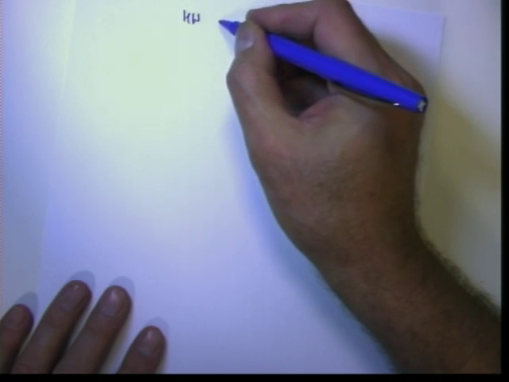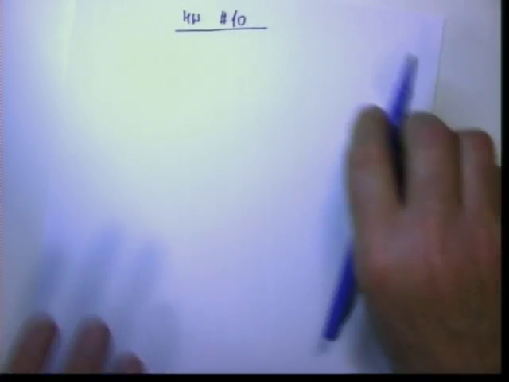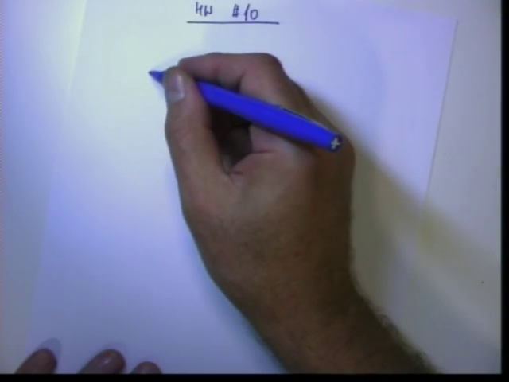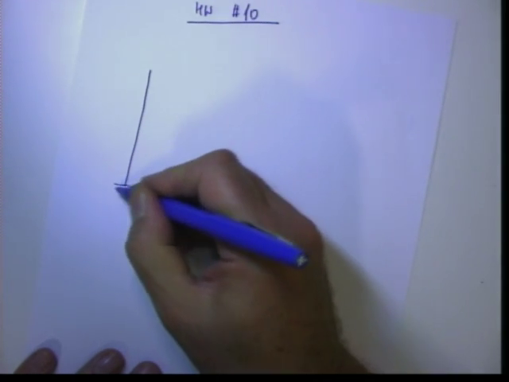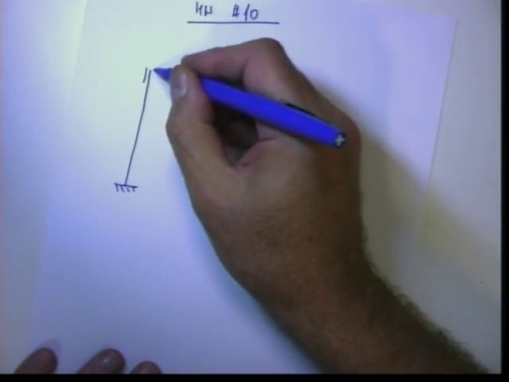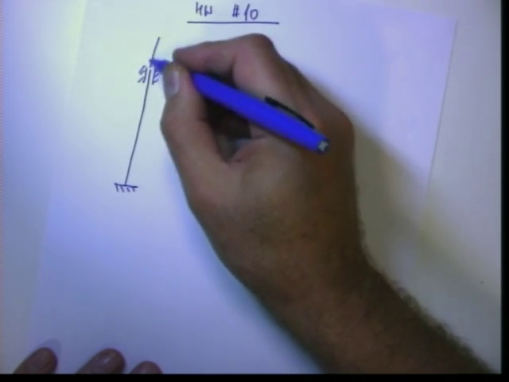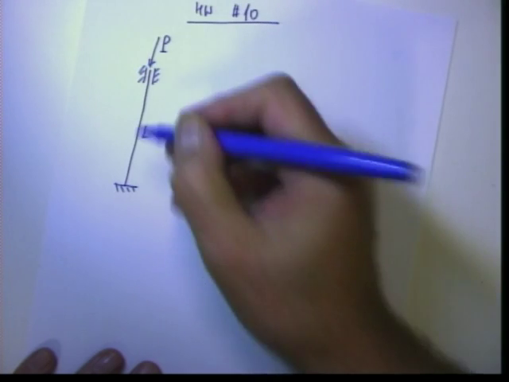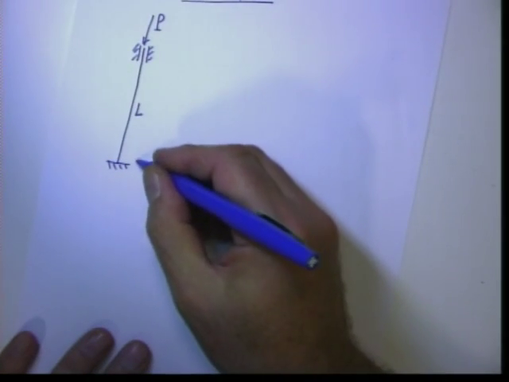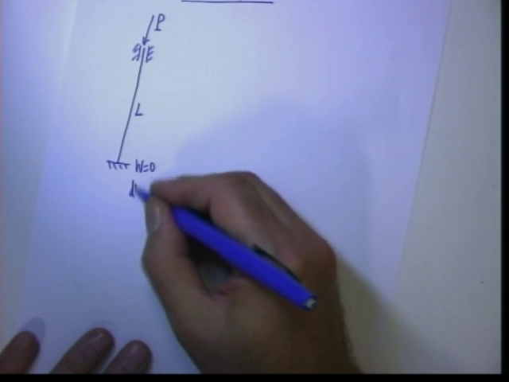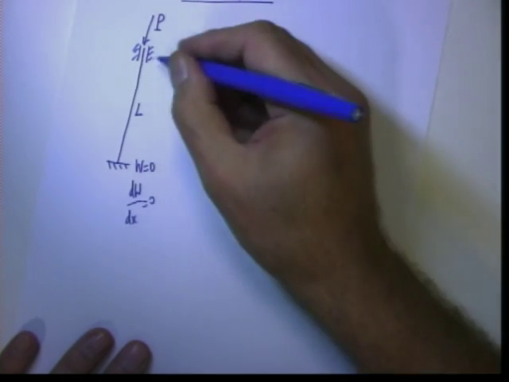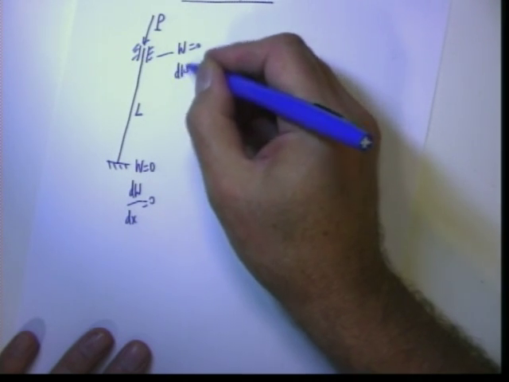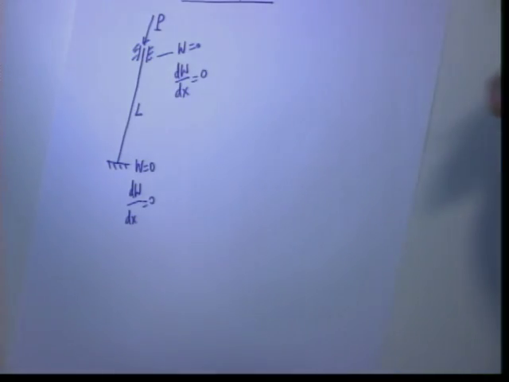Now, an additional question that was raised today is homework number 10. And homework number 10 dealt with clamped beams buckling, or columns buckling. So here W equals 0, dW/dx equals 0. Here the same, W equals 0, dW/dx equals 0.